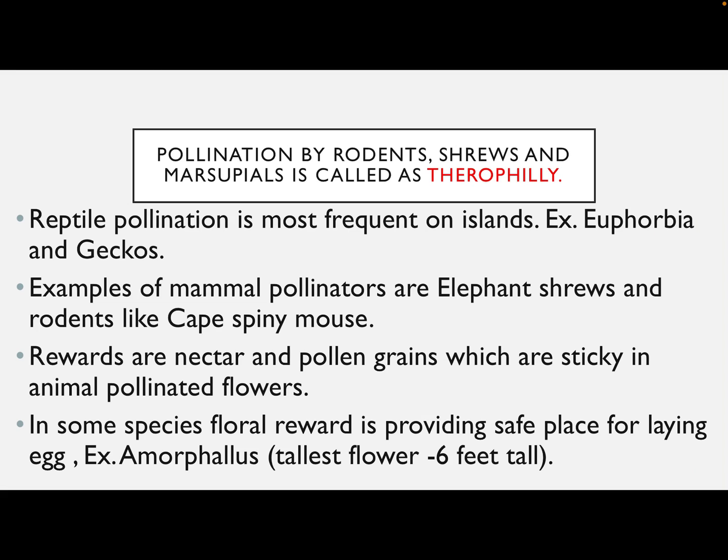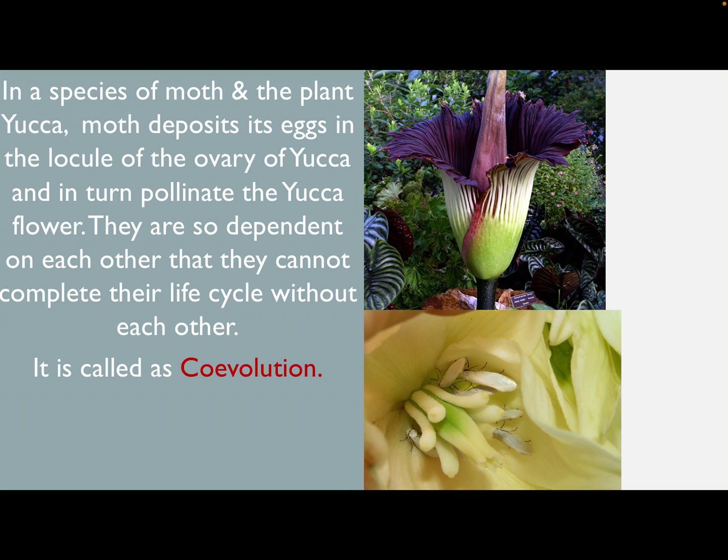For example, a flower which is very tall, that is Amorphophallus. It is the tallest flower, 6 feet tall. Here you can see the tallest flower, a kind of lily. Some species lay their eggs inside this flower, so other insects or animals cannot eat their eggs and they will be safe.